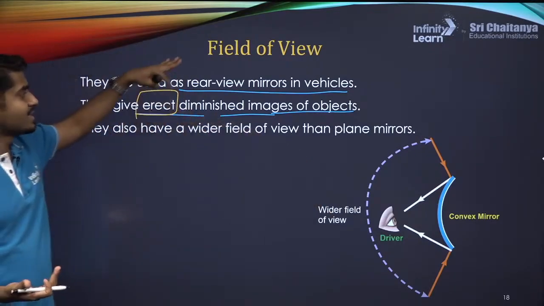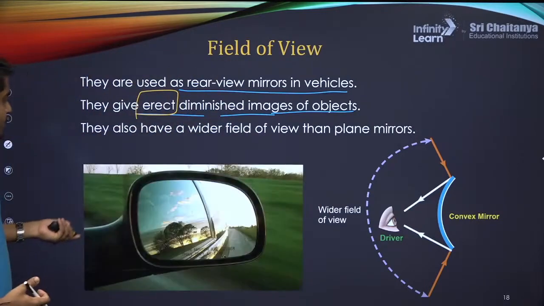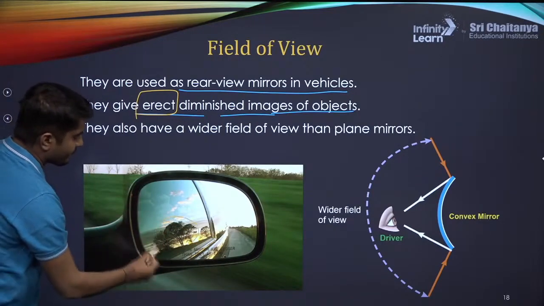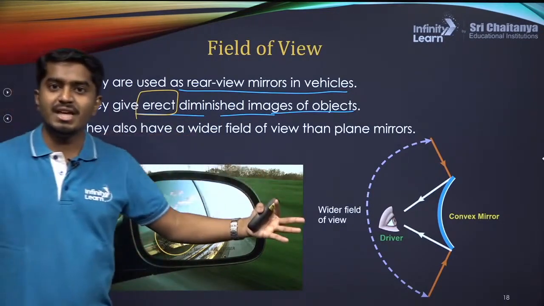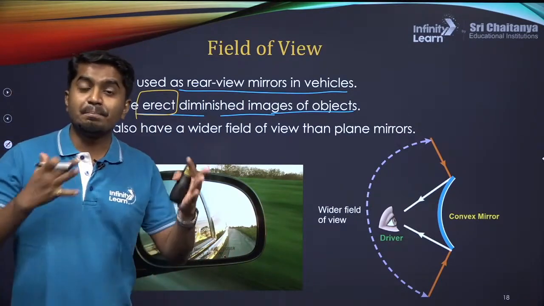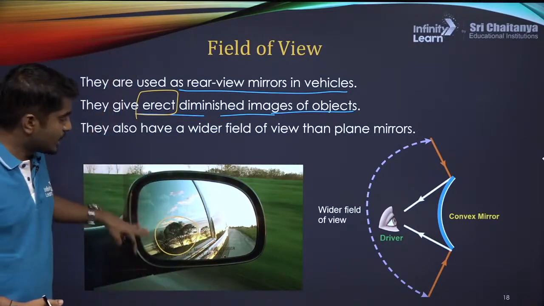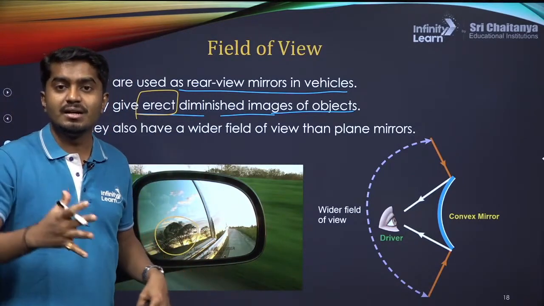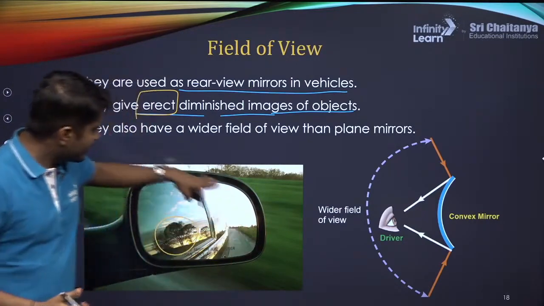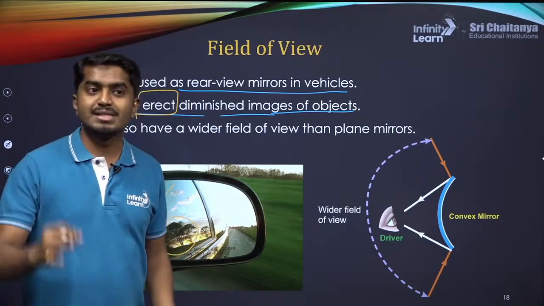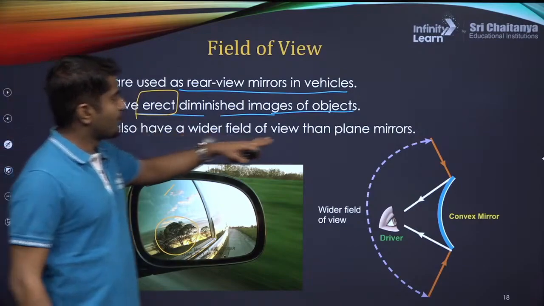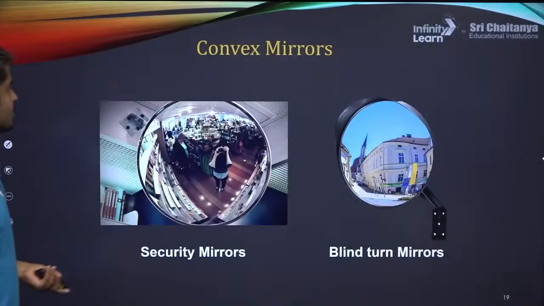Why do we have these mirrors as side view mirrors in the car? You see, there is a car mirror and there is a tree. You see such a large tree, you can get the image in such a small window. If it is a plane mirror, it would be very difficult to see this large tree in the plane mirror, and if it is a concave mirror, it would be impossible to get the image of the tree in this small window. So they have a wider field of view than plane mirrors, so that is another advantage.